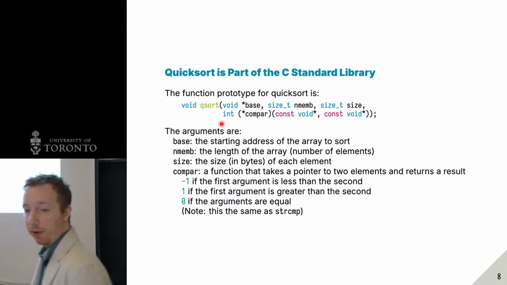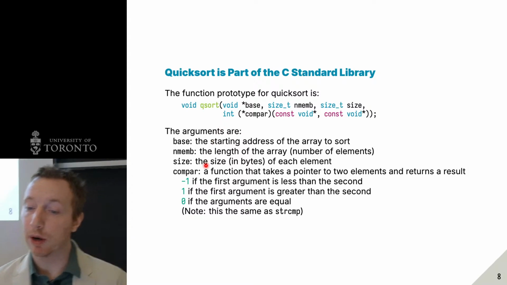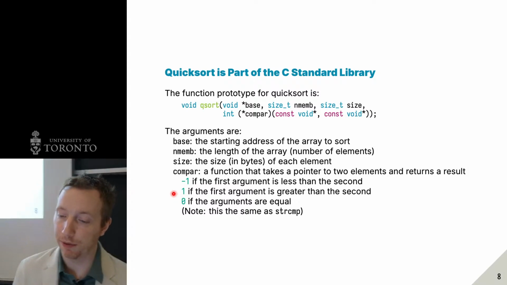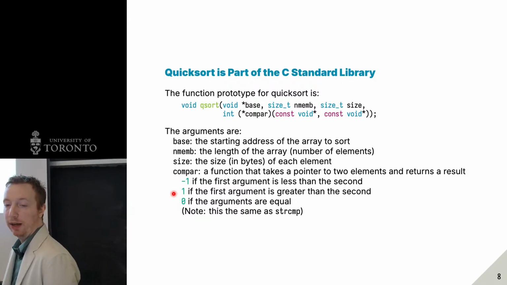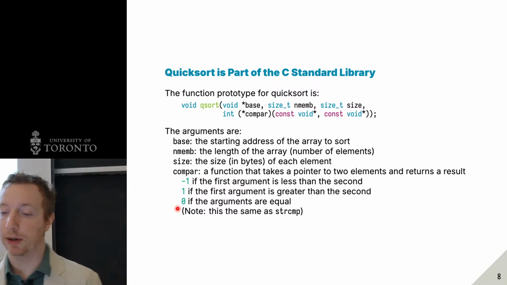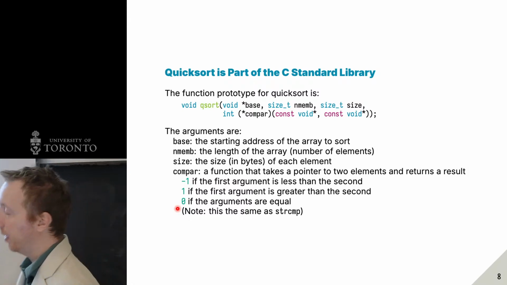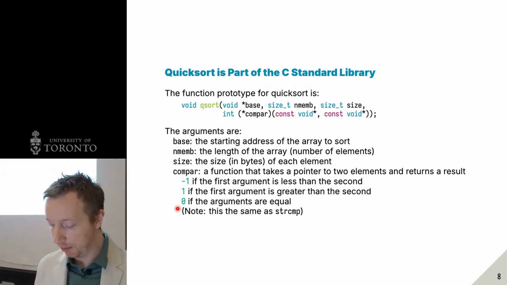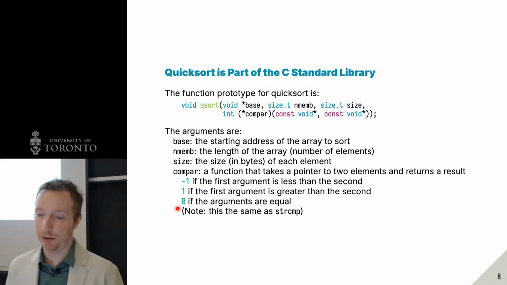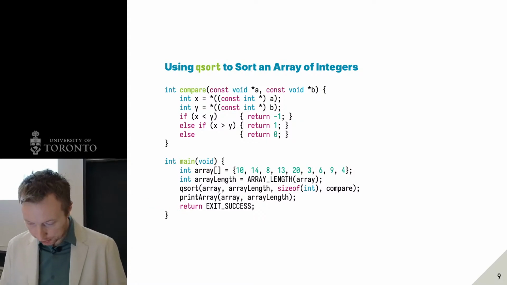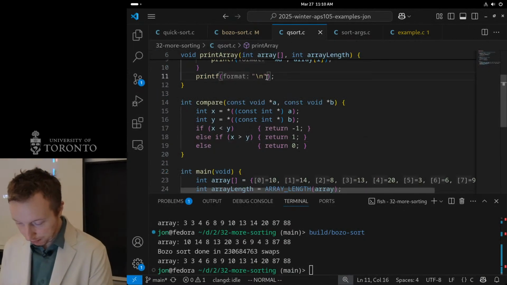And the int it returns should be -1 if the first argument is less than the second, +1 if the first argument is greater than the second, and then 0 if the two elements are equal. And note, thankfully, this is the exact same as strcmp, so you can actually use this to compare strings quite easily. So if we wanted to, let's show an example.